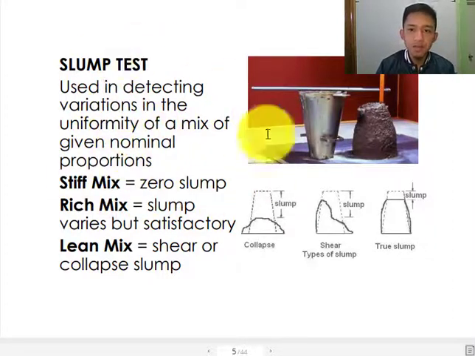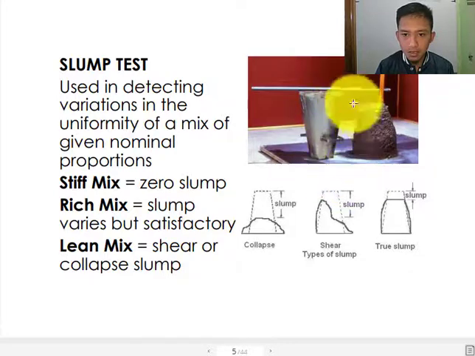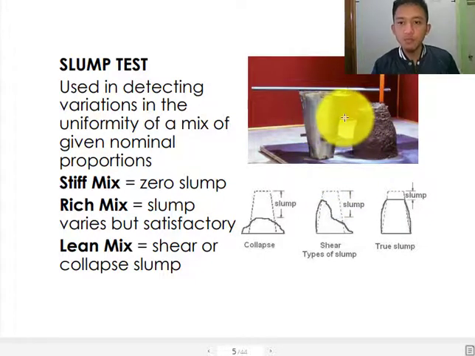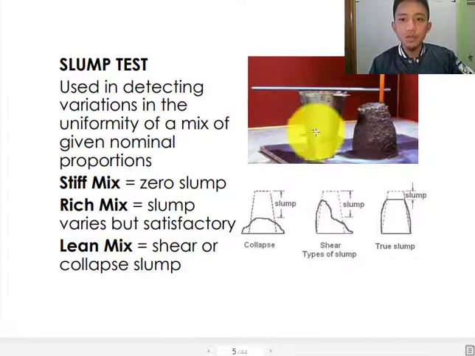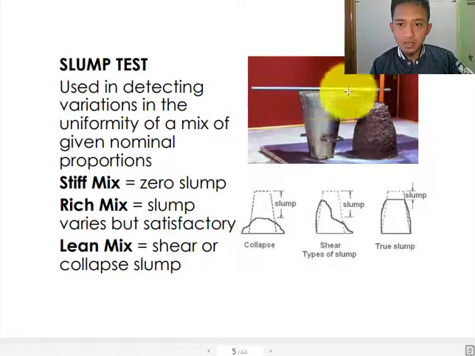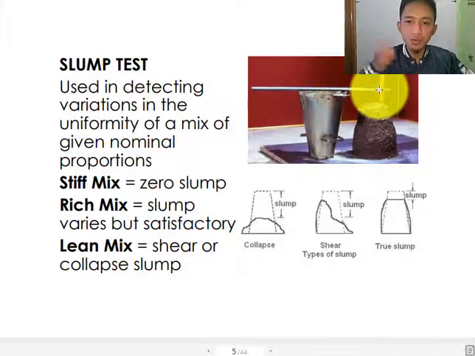Okay, so as you can see, we have this. I forgot this one. This is the form where you are going to put the concrete mix. This is the stamping rod. You are going to use that one to compact.